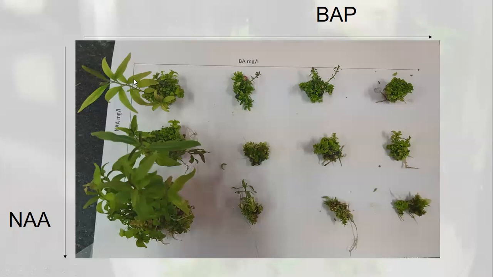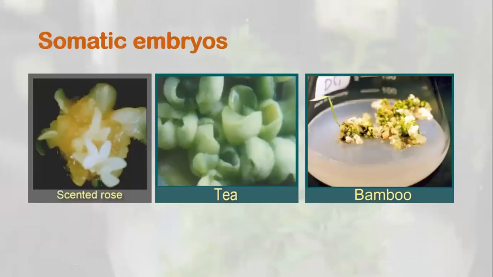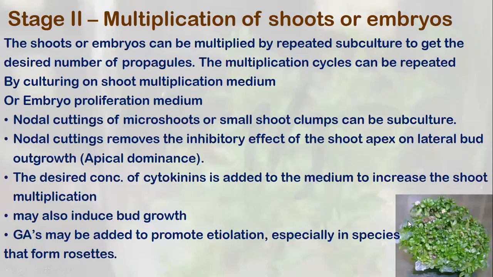On this side, lower cytokinin, lower auxin. On this side, auxin is increasing. On this side, cytokinin is increasing. You can see this particular checkerboard explaining the process in a very nice way. These are the shoots or cultures of eucalyptus, which I have shown you in one of the earlier slides. The same culture.